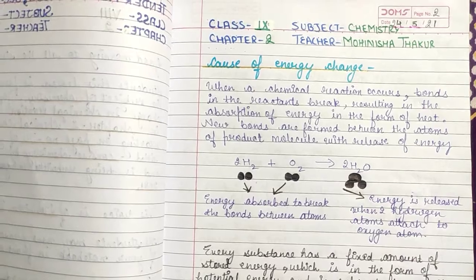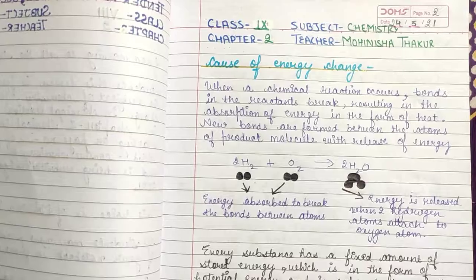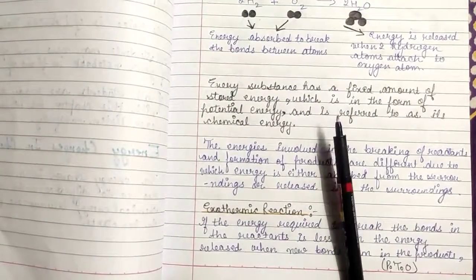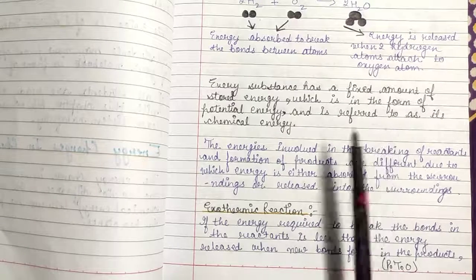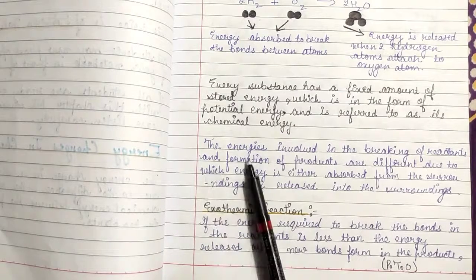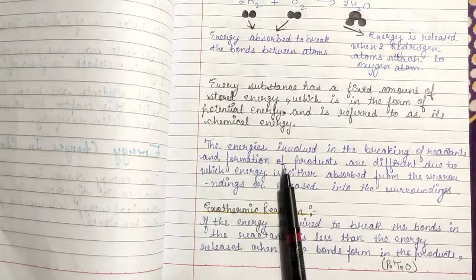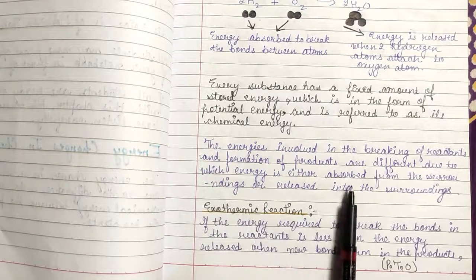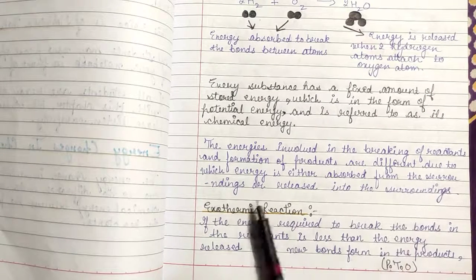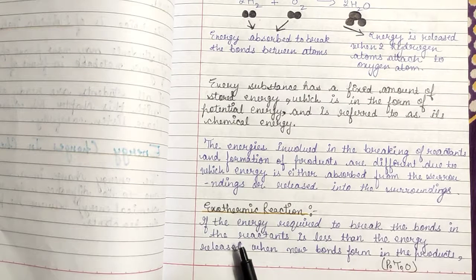Every substance has a fixed amount of stored energy, which is in the form of potential energy and is referred to as chemical energy. The energies involved in the breaking of reactants and formation of products are different, due to which energy is either absorbed from the surroundings or released into the surroundings. Now we will discuss the two terms, that is, exothermic reaction and endothermic reaction.